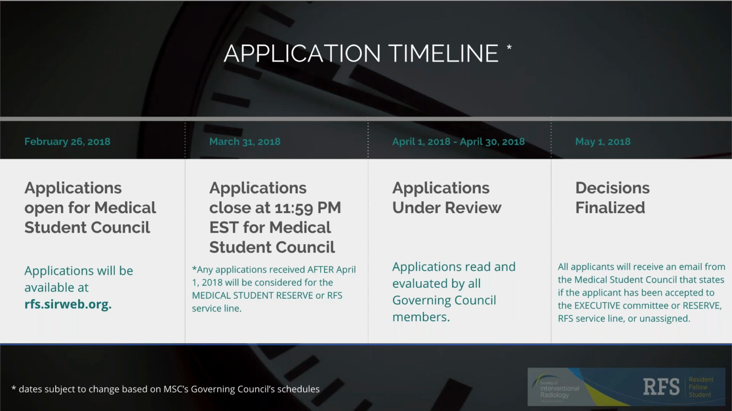Okay. So our application timeline, traditionally we will open the application around the annual meeting. This year we're opening it a little bit early. We're actually opening it in March, but we're a little bit ahead of schedule. So we're going to open the application sometime tomorrow, and it's going to be live on SIR's RFS website. So don't rush yet, because it's going to be available sometime throughout the day tomorrow, and you'll be able to apply for the Medical Student Council. And you'll have from tomorrow until March 31st to complete an application.